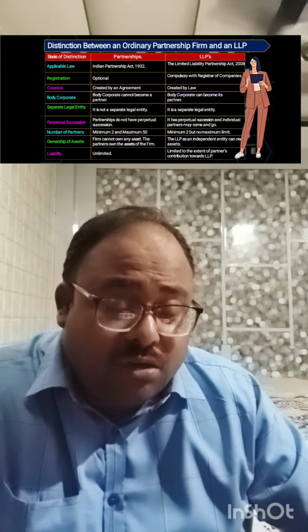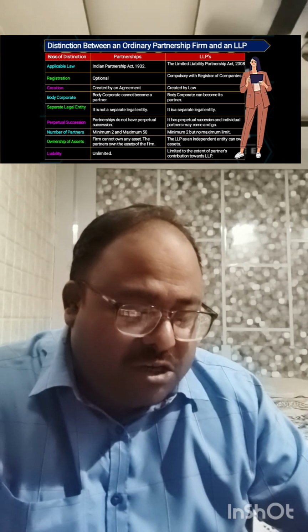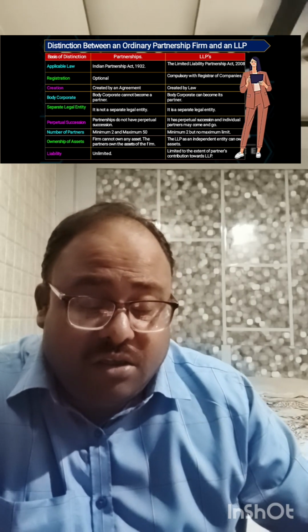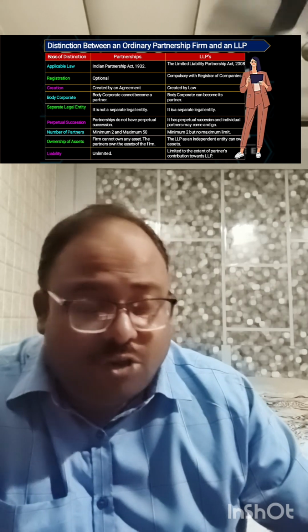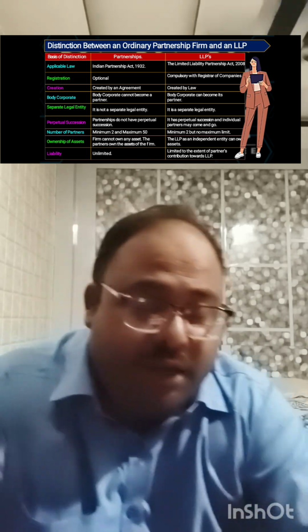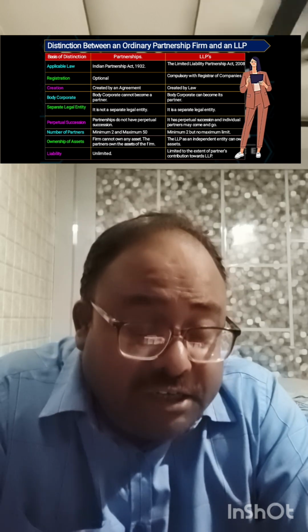And the basic difference is what? In general partnership, the 1932 Act is applicable, and in LLP, the Act of 2008 is applicable. In general partnership, a deed is optional. But in LLP, registration is mandatory. Compulsory registration is mandatory. That means registration in a normal partnership is not mandatory, it is optional. LLP is a body corporate, whereas a general partnership is not a body corporate. A separate legal entity is not there in general partnership, but in the case of LLP, it has a separate legal entity.